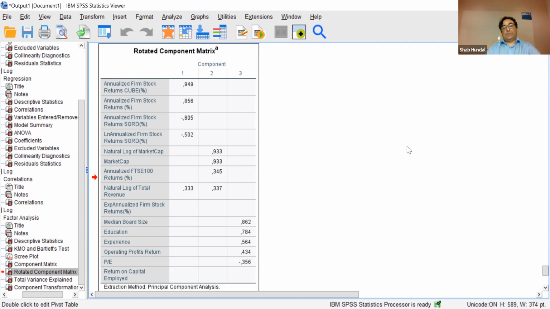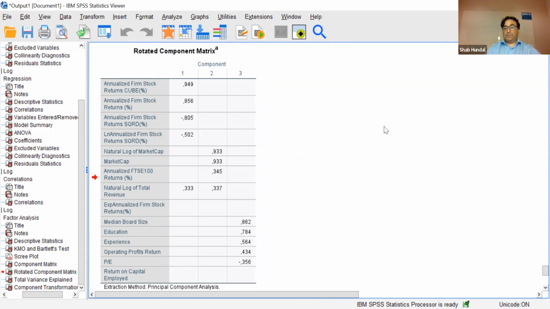Component 2, or factor 2: natural log of market cap and the market cap. Now this is the same, so I will not take both. I will take only one. And then the annualized FTSE 100 return. I can say that the natural log of market capitalization and the annualized firm stock return are making one factor, one component. So instead of having 2 variables, I can find the average of the natural log of market cap and the annualized FTSE 100 return.